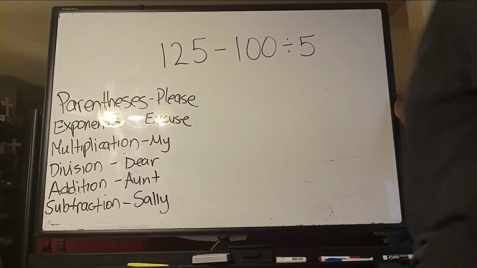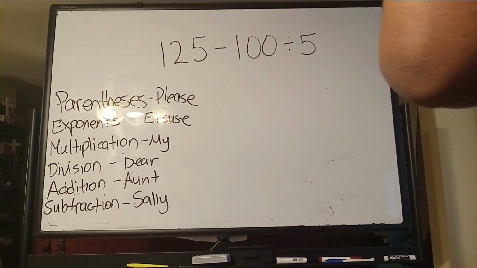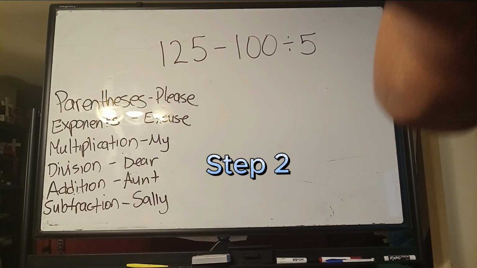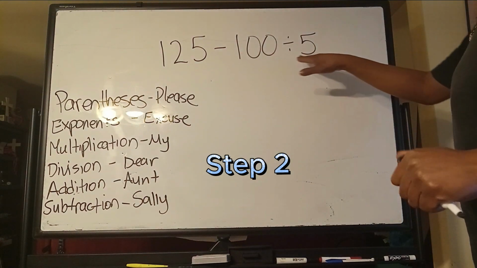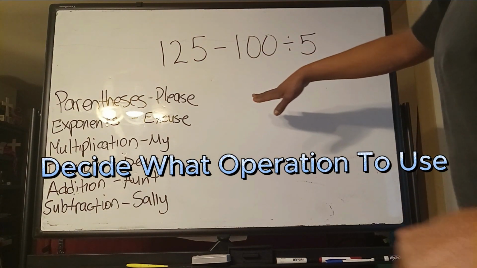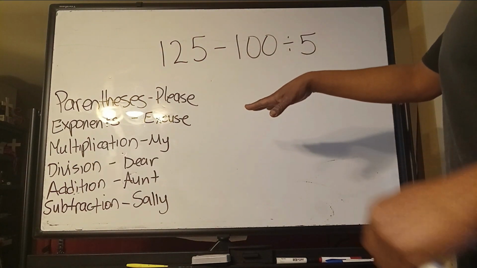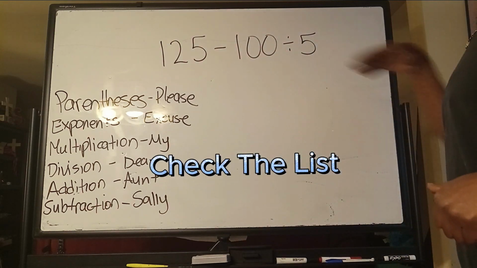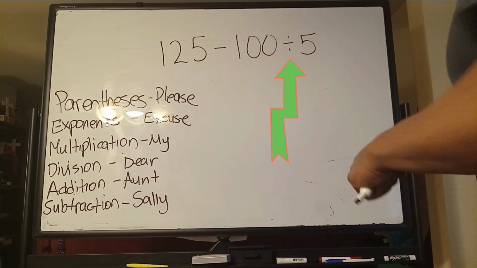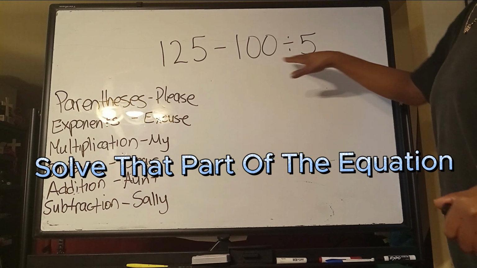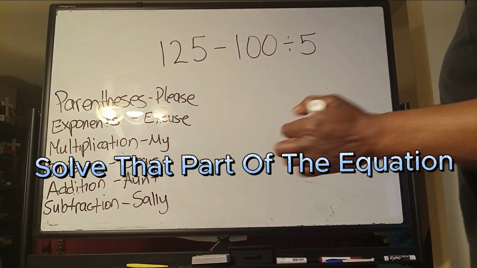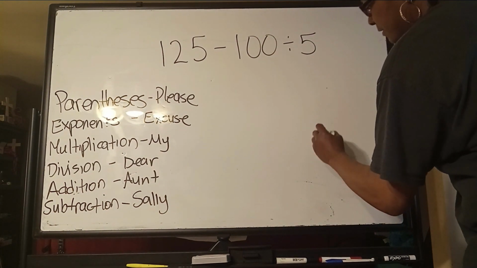So I promise you, if you remember please excuse my dear Aunt Sally, it'll remind you. Okay? So we don't have any parentheses. We don't have any exponents. We don't have any multiplication, but we do have division. So we are going to go in and do our division first. So we have 100 divided by 5. So that's exactly what we're going to do. We're going to put our 100 in the house.